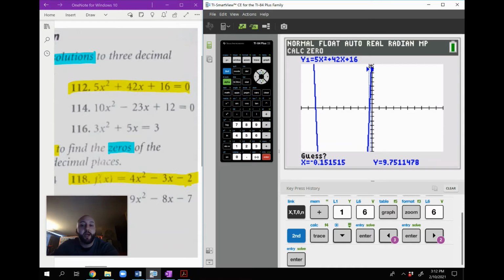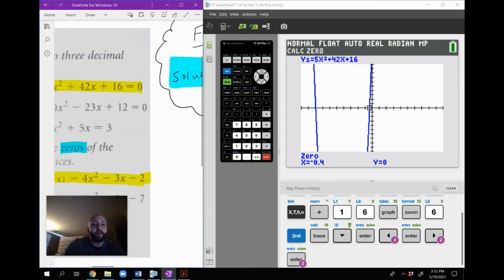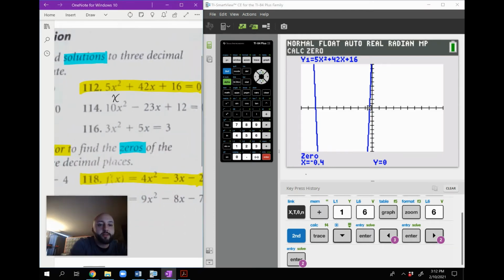Then it says guess. At this point, you've given your calculator enough information, so just press enter and it'll take you right there. One of our zeros is x equals -0.4. That's one answer.